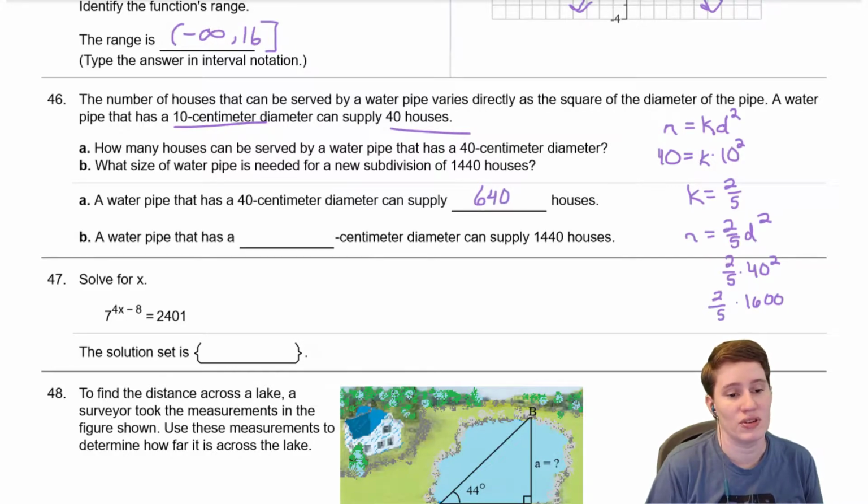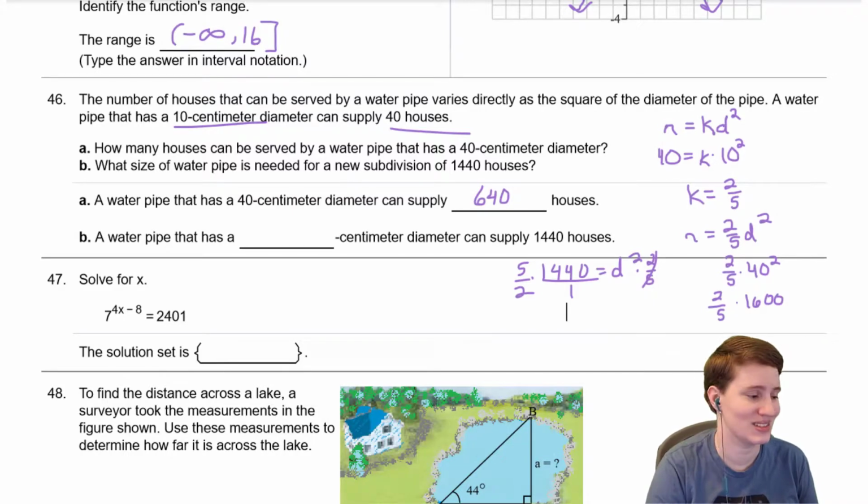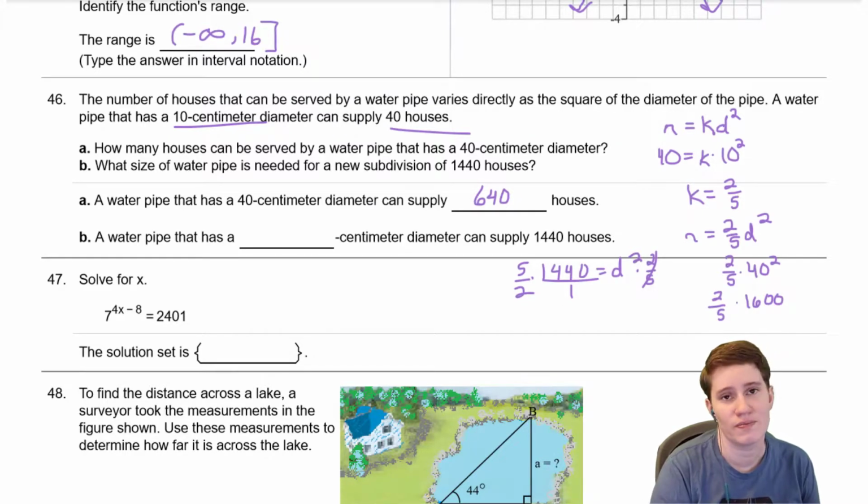And then for this next one, it's N that we know, and it's D we're trying to find. So we would divide both sides by the 2/5, which is the same as multiplying it by 5/2. And then we would have to square root our answer. So let's see. I'm not going to do this in my head. I'm going to go get my calculator. Calculatora, where are you? It's on my screen over here. Okay.